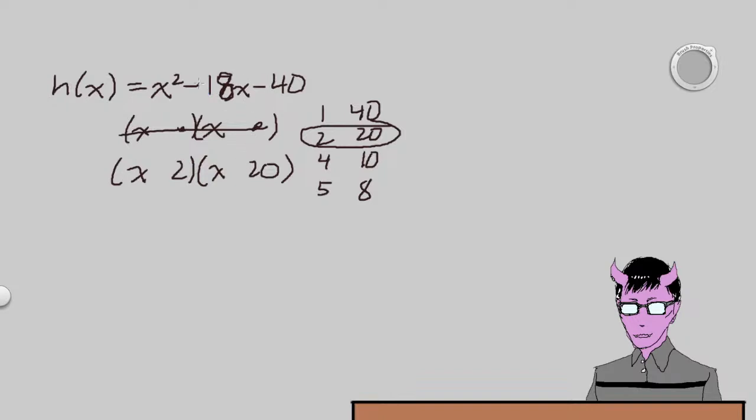Both signs are different, and the larger of the two magnitudes, which is x times 20, must be negative. Since we want to produce a negative 40 for the constant, this one has to be positive, because positive 2 times negative 20 gets us negative 40. The summation of this product with that product gives us negative 18x, which is consistent with the original problem.